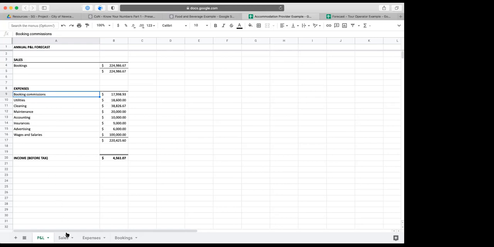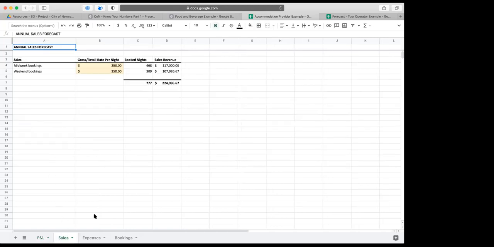So let's dive into the sales tab. For this business, we model sales by dividing them into midweek and weekend bookings. Each of these has different retail rates, weekend being more expensive. Our sales revenue is then calculated by multiplying the rates by the number of forecasted booking nights for the year. Now, how is this modeled?